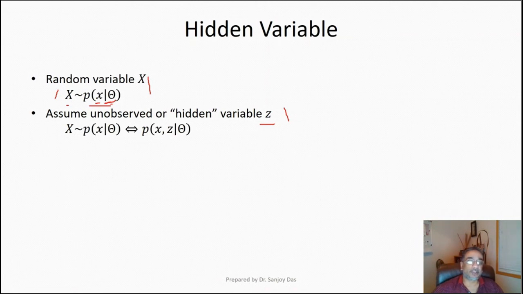And so this random variable x, which is generated using this probability distribution, actually contains z also. So this theta, the probability distribution, generates x and z, but the z's are hidden from us and only x is available. So that's the hidden variable z.